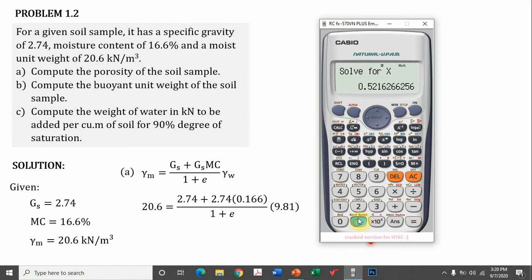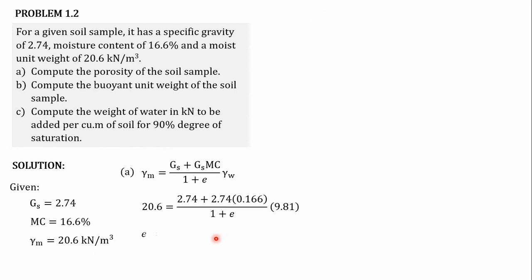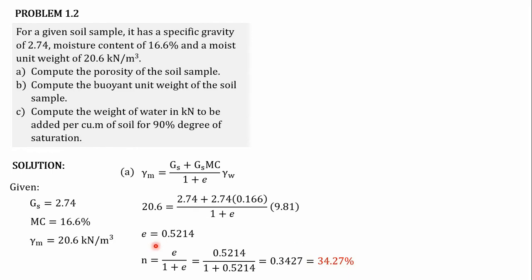Input lang tayo ng 0.5 para may clue siya. So therefore, our void ratio is equal to 0.5214. And then we know that the porosity is equal to e over 1 plus e, which is equivalent to 0.5214 over 1 plus 0.5214, which is equal to 0.3427. In percent, that is 34.27%.